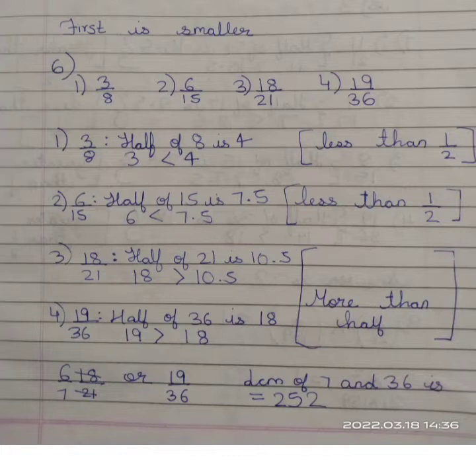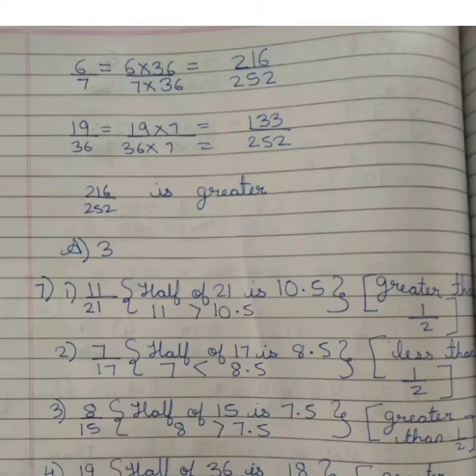We can find the LCM. The LCM of 7 and 36 is 252. Now we have to multiply the denominators to bring 252. We have to multiply the same number with the numerator as well. So 6 by 7 equal to 6 into 36 divided by 7 into 36 equal to 216 by 252. 19 by 36 equal to 19 into 7 divided by 36 into 7. So it is 133 by 252. Now which is greater? 216 by 252 is greater or 133 by 252 is greater? 216 by 252 is greater.